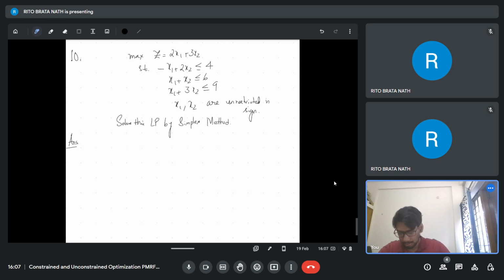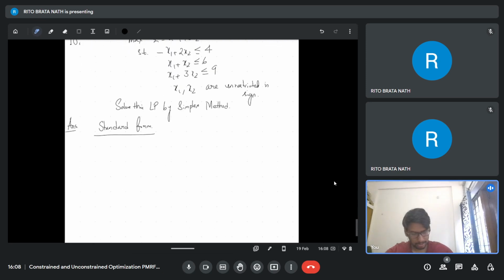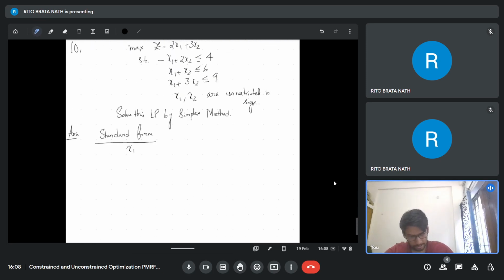Right. So yeah, let's solve this. So you have to find the variable values and the objective function. Now let's do this. So standard form. First we have to write down this. So for that, what you have here is that you can write x1 equals x1 prime minus x1 double prime, and x2 as x2 prime minus x2 double prime, right?